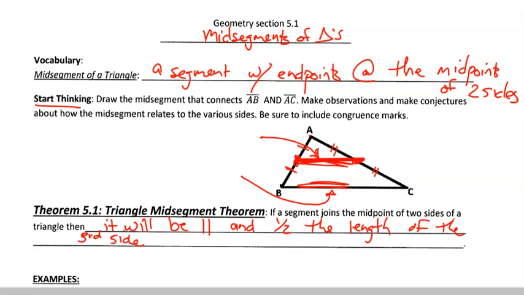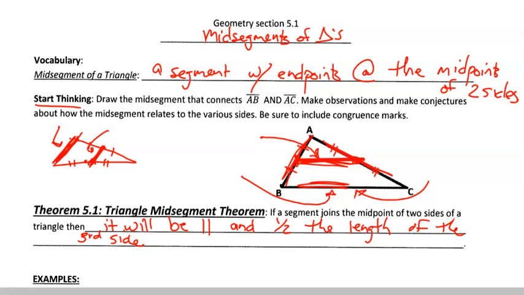What do I mean by the third side? Well, this side over here had the midpoint, this side over here had the midpoint, this is the third side, the one that we didn't talk about. If I drew a different triangle and said, here's the midpoint of that one, here's the midpoint of this one, and I connect those, you can see this one is now going to be parallel to that one. And if you measured this length and that length, this one would be half the length of that one. Okay.